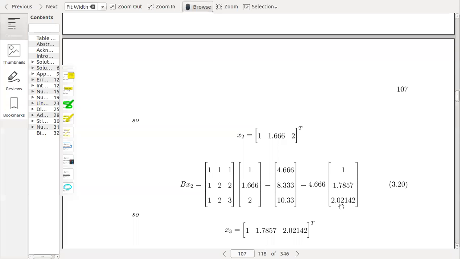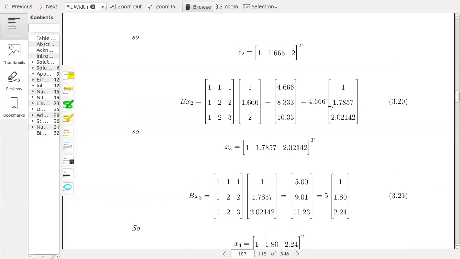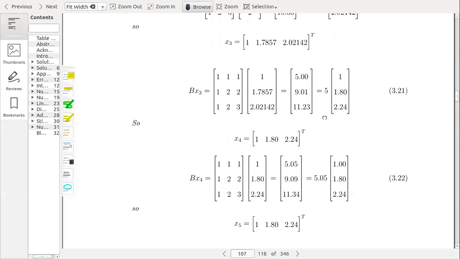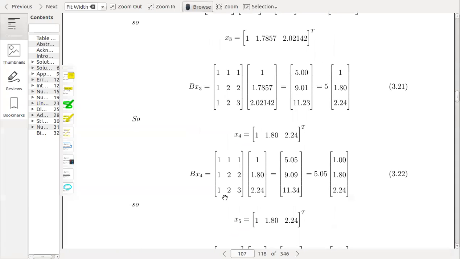We will take a common 4.66 and we will get the vector 1, 1.7857, 2.2142. And then we will multiply again the matrix B with this vector, and we will get the vector 5, 9.01, 11.23. We will take a common 5, so we get this vector, and then we multiply this again with the matrix. We will get 5.05, 9.09, 11.34, and we will take common 5.05.